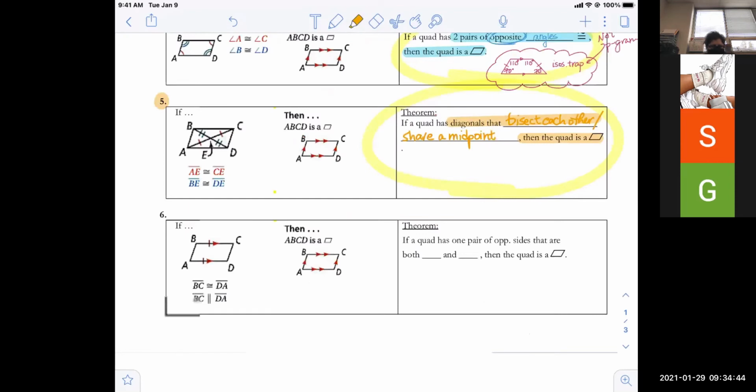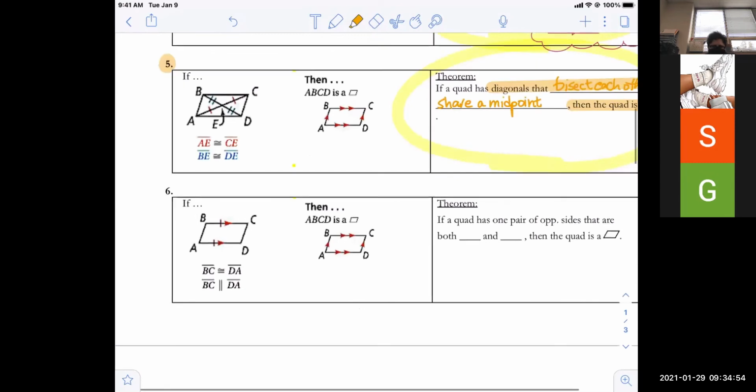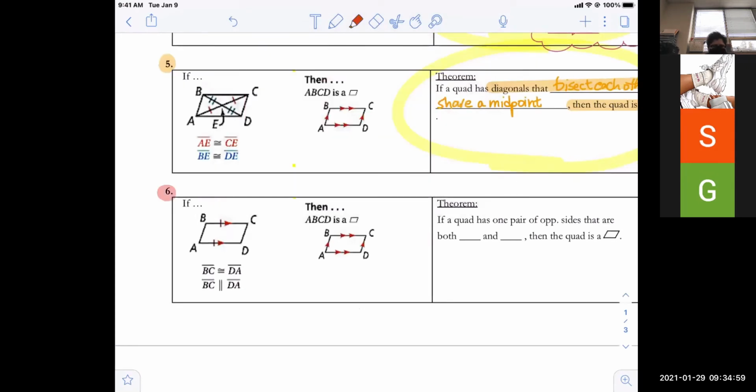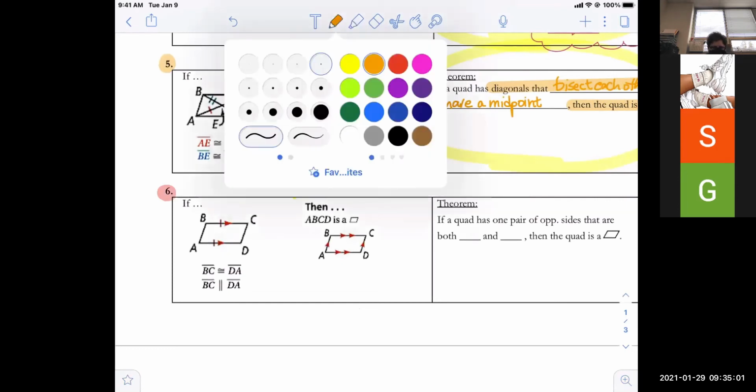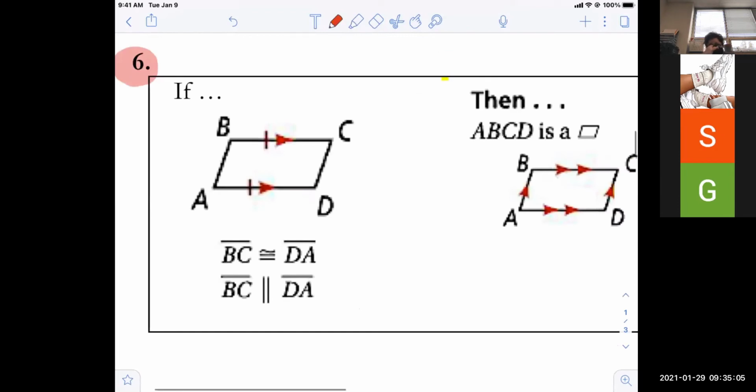And then there's one more that doesn't correspond to one of the properties, but it mixes 2 different things. So for the last one, I'm thinking about a color I can use here. It's like red. The last one is different than the properties because it sort of mixes 2 different things together. Okay. If a quad has one pair of sides that are both, what is that showing?